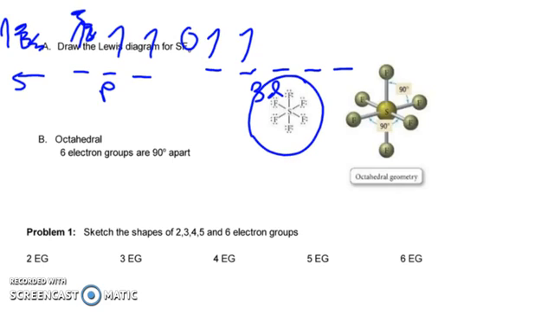There is my Lewis diagram, and how far apart can I put everything? Everything is 90 degrees. Here's like a square in the middle, and then up and down. So you might say, is that going to be square bipyramidal? Not quite. We call it octahedral. If you count the 4 sides on the top and the 4 sides on the bottom, a total of 8 sides is octahedral. So 6 electron groups are 90 degrees apart. Why don't you go ahead and pause this, do problem number 1, draw those, and then come back and see how you did.